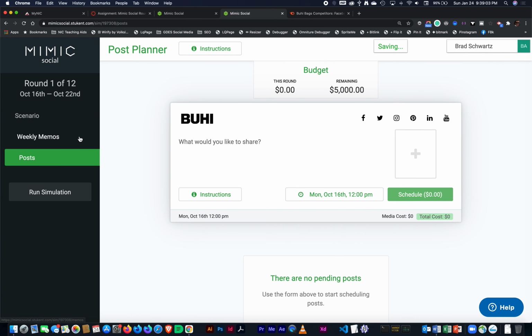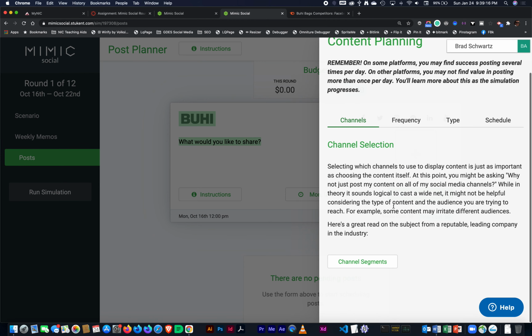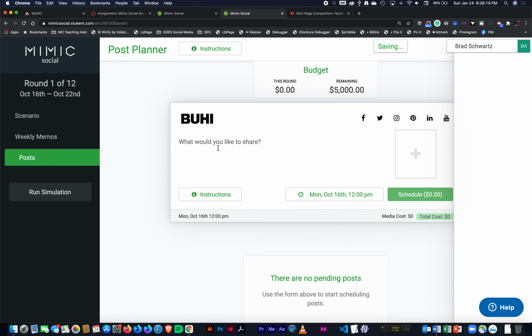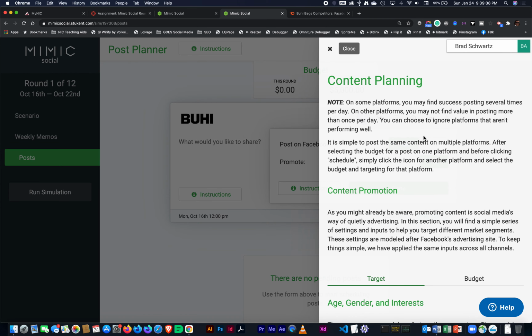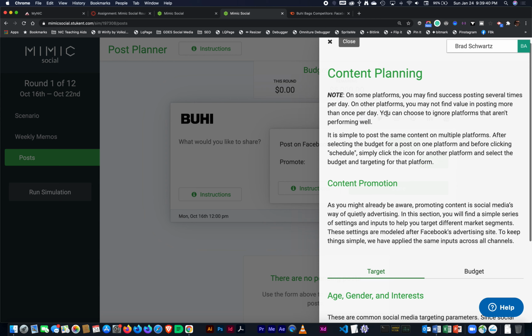So next, we will take a look here. This is our budget. We have spent nothing yet. We have 5,000 remaining. And back at our instructions here for what we want to share, this is where we're actually building the content for the simulation post. You can see we have all the different social media icons up here that we can select. So yes or no on Facebook, yes or no to promote. We have some instructions here we can look at.